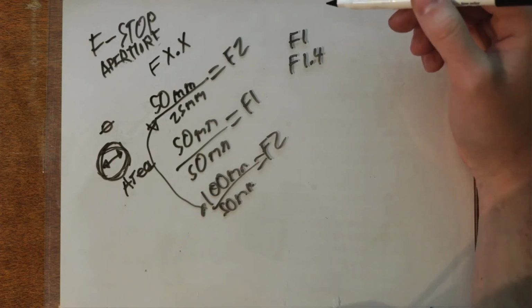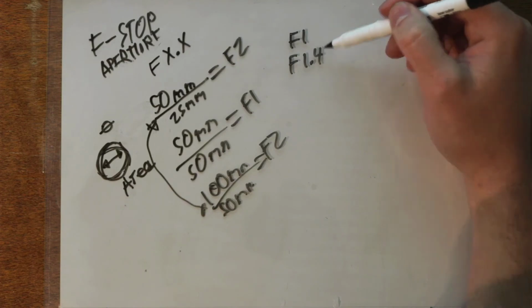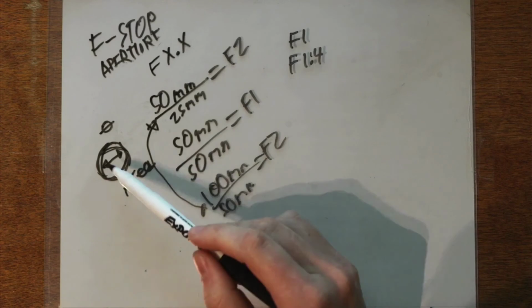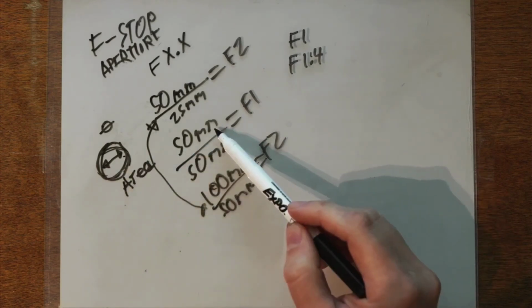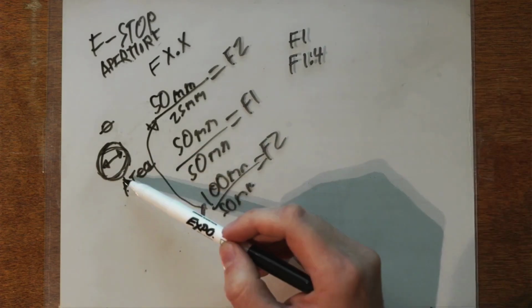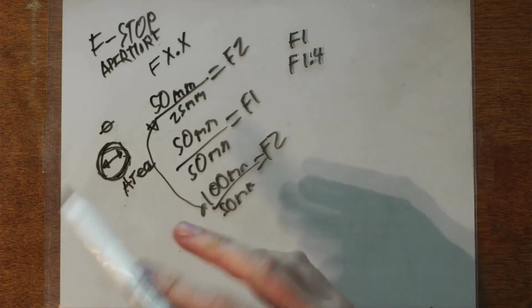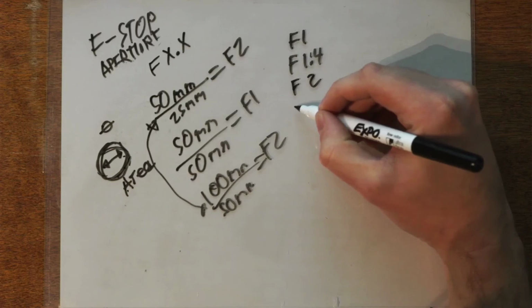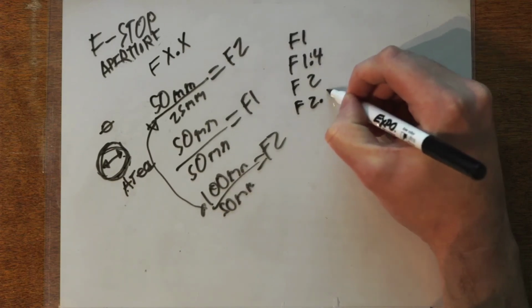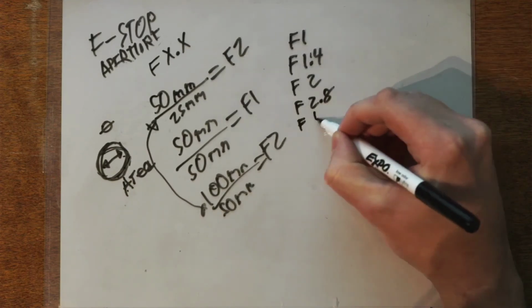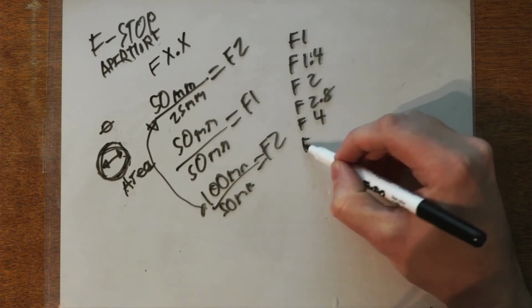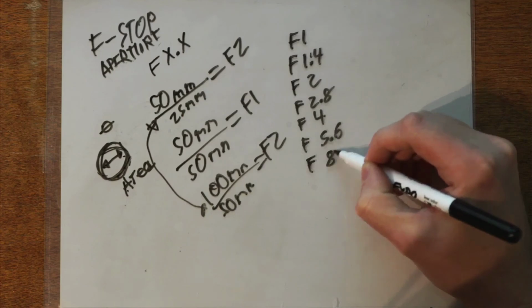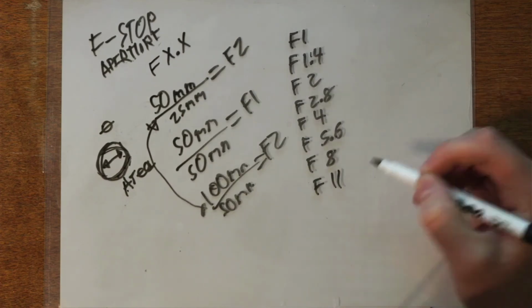And you say, well, what's going on here? Remember that these numbers are the diameter to the length. The amount of light is the area to the length. So I'm not going to worry about the equation for that. I'm just going to tell you what they are. 2, 2.8, f4, f5.6, f8, and if I remember right, f11.